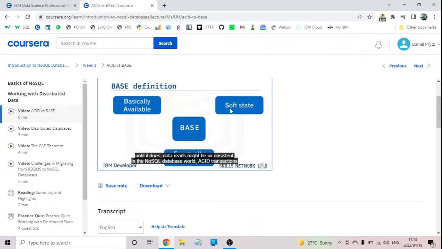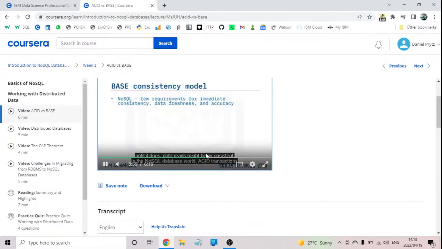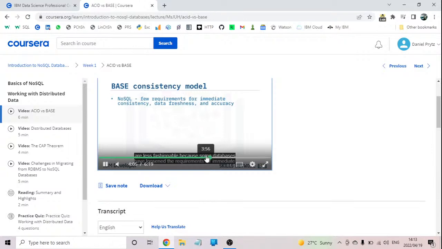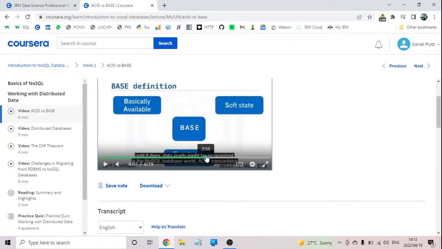In the NoSQL database world, ACID transactions are less fashionable because some databases have loosened the requirements for immediate consistency.